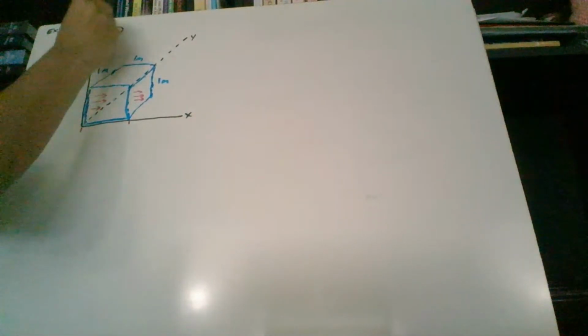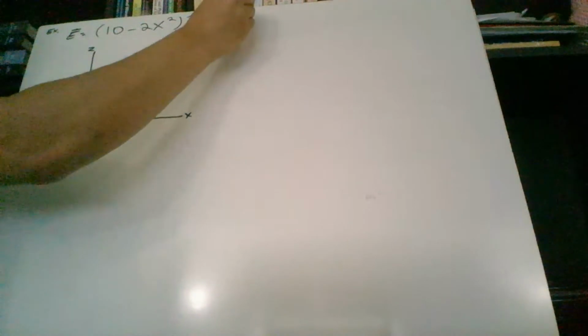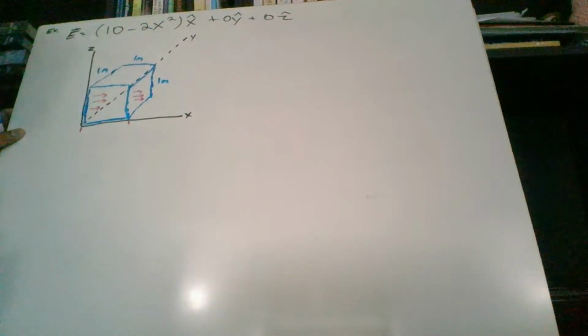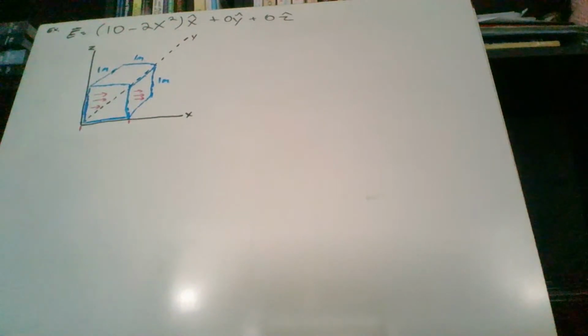So in the nonlinear case, let me erase this, and we'll go up here a little bit. The electric field is going to equal (10 minus 2x squared) in the x hat, and then the y hat is going to be 0, and the z hat is going to be 0 as well. So this time it's a nonlinear equation. How do you solve it? We're going to stick with our box, which is 1 by 1 by 1.